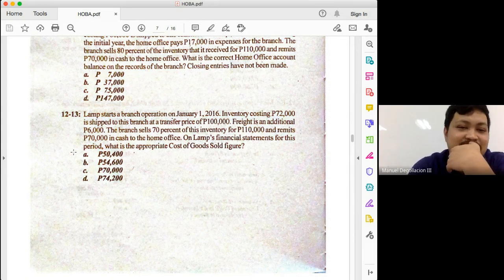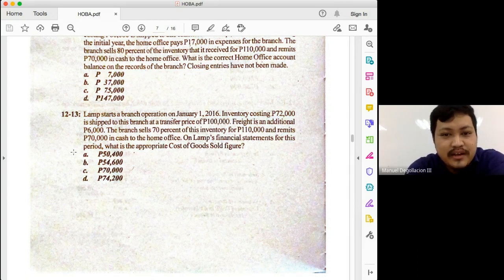Okay, but actually this problem is very simple. Inventory costing 72,000 is shipped to this branch at the transfer price of 100,000. Okay, the problem for the teacher, class, if you already know the point of the question, is that you will have to ignore a lot of information. For example, we will have to ignore the 100,000 because we know that we are only concerned of the true cost. Okay? So we can just ignore the 100,000. This is not a good problem to illustrate or to demonstrate the new concepts for chapter 12. But nonetheless, let's just answer problem 12-13.